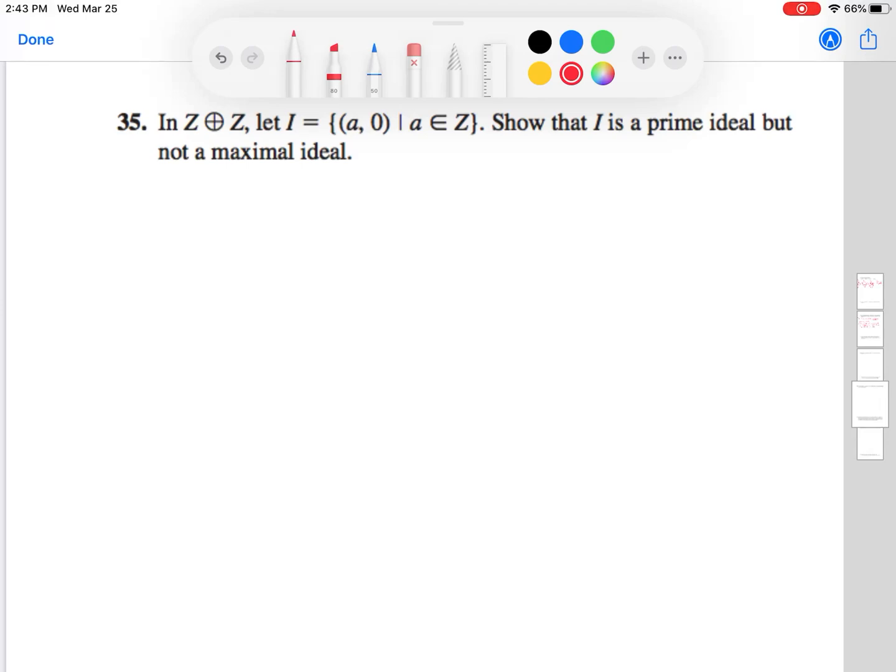Number 35. We are going to reference those last couple theorems that we had, Theorem 14.3 and Theorem 14.4. And we are coming back to that Z external direct product Z that I said, I believe, last chapter that we would come back and reference at some point. It says, let I be equal to the set (a, 0) such that a is an integer. Show that I is prime, but it's not maximal.